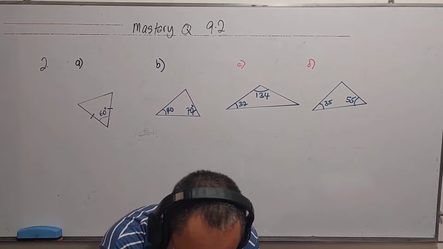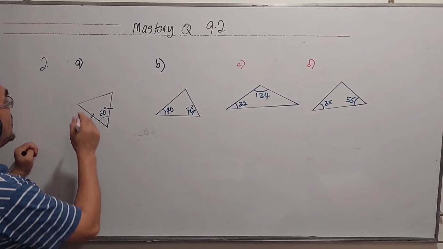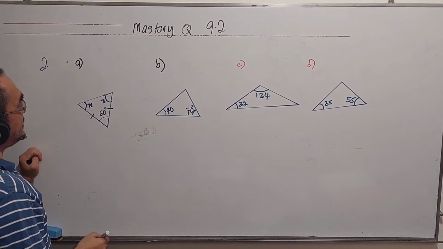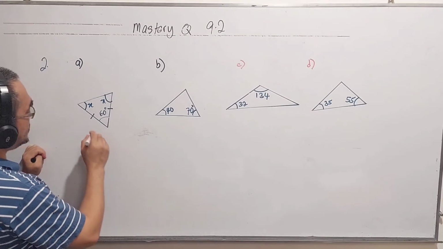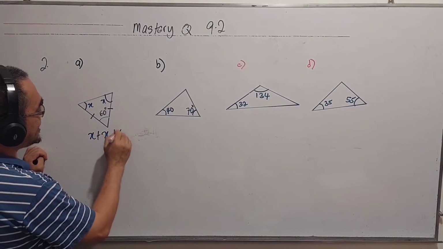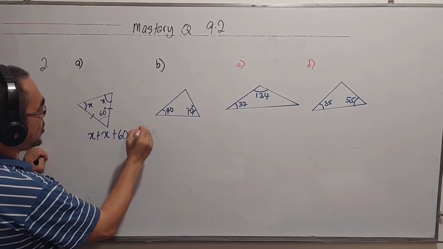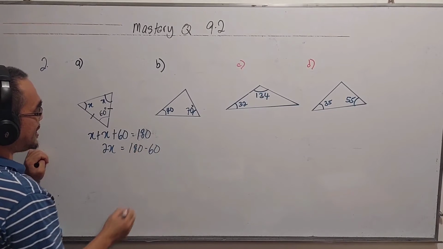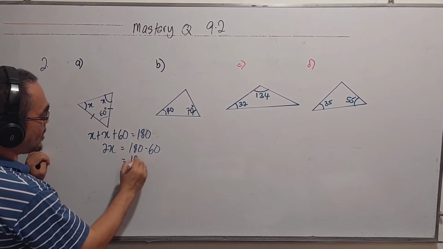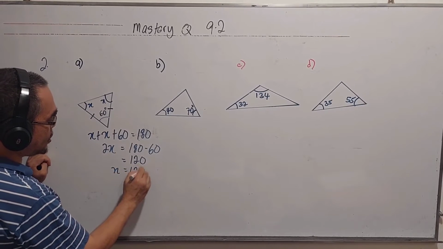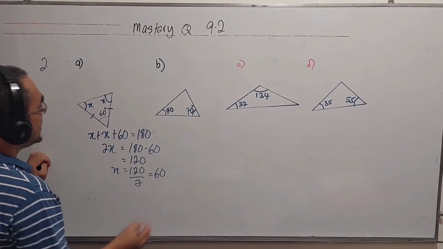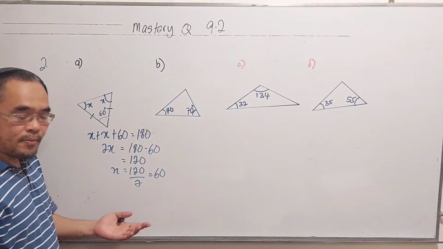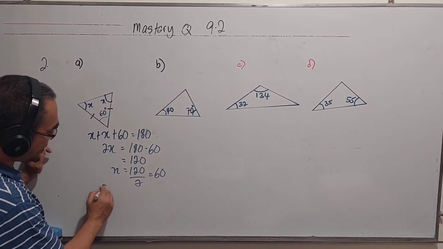There is one angle of 60 degrees there. I will label this here as X. Here is also X. Then I will calculate the value of X. X plus X plus 60 will be 180. So 2x equals 180 minus 60. So 2x will be 120. So x will be 120 divided by 2, which is 60. So it means all the angles are 60 degrees. So what is the name? Equilateral triangle.